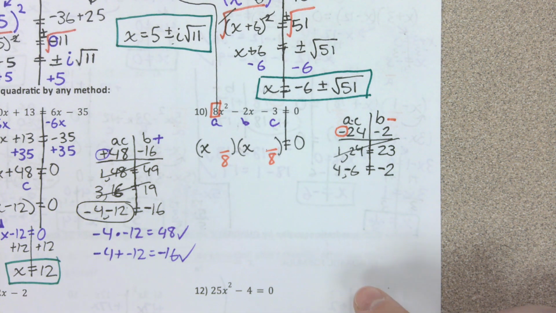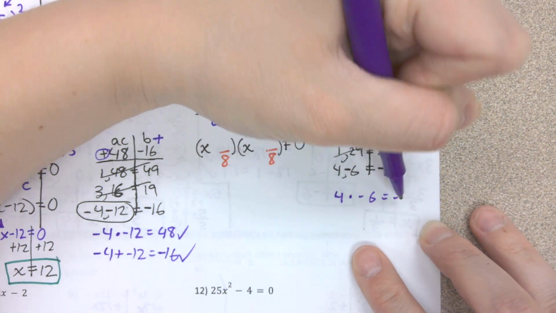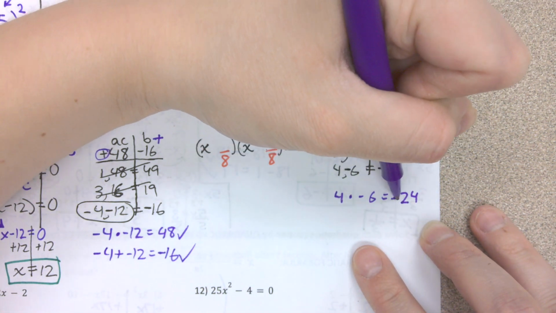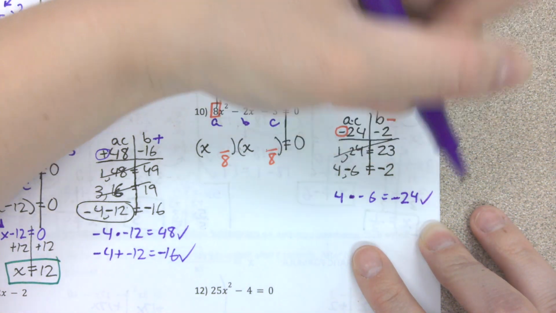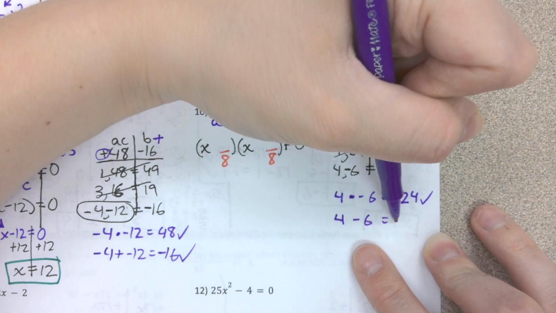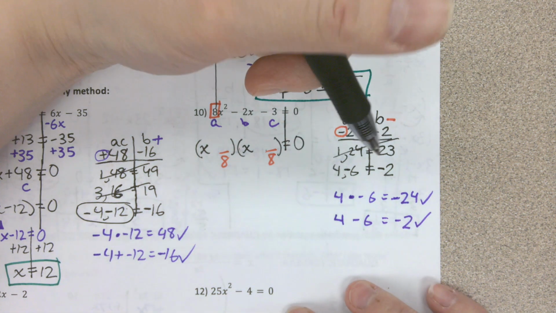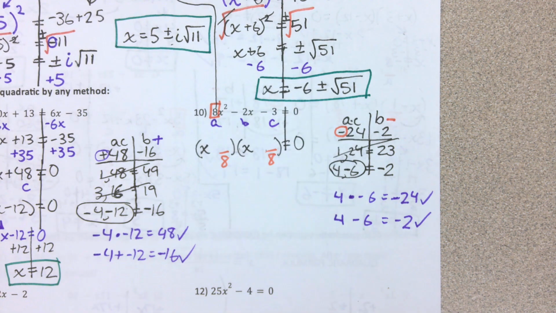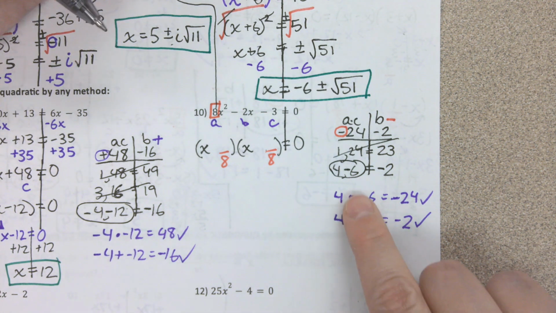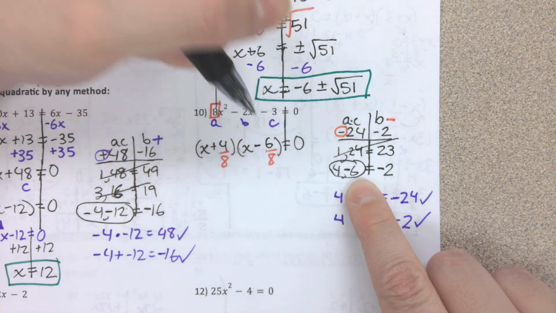Let's check it. 4 times negative 6, that's negative 24 when I'm multiplying, and that matches, yes. And then 4 minus 6, that's negative 2, that matches. Those are my factors. So I have x plus 4 and x minus 6.